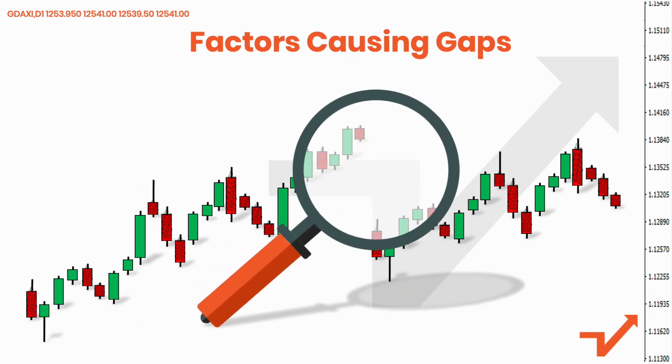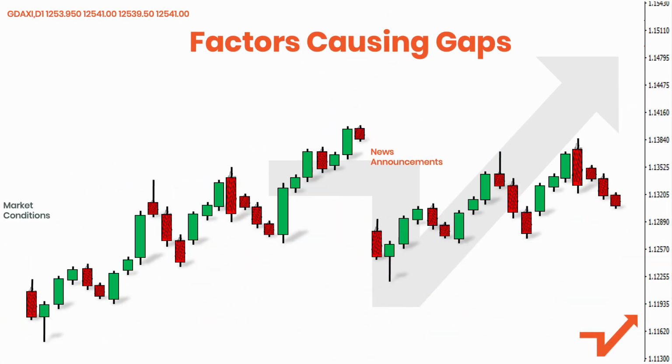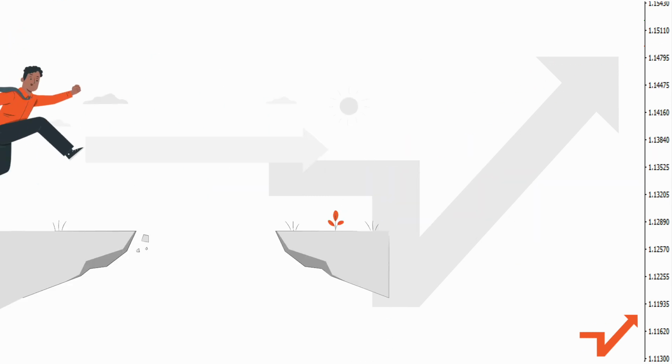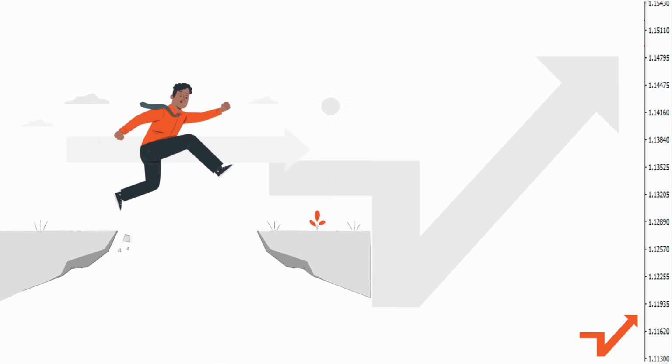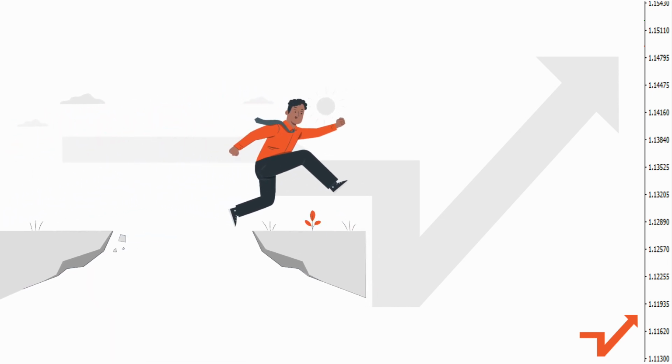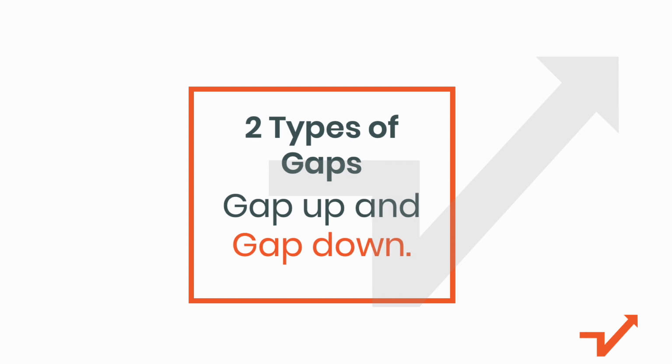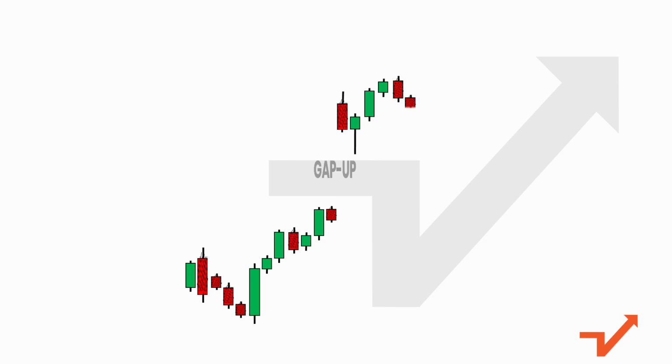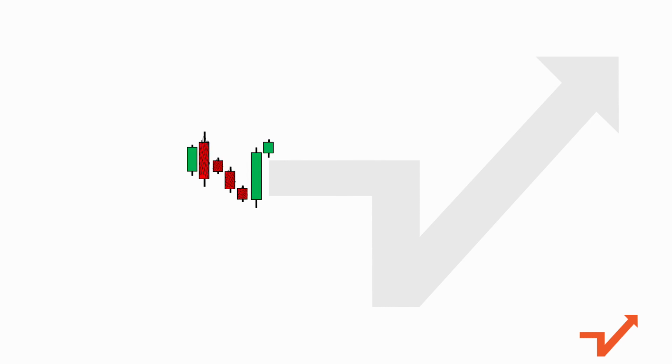When a gap occurs, it indicates that there is an imbalance of buyers or sellers in the market. Gaps are caused by a number of factors, including news announcements, changes in market conditions, or simply a lack of liquidity. Gaps can create both opportunities and risks for traders, so it is important to understand how they work. There are two types of gaps: gap up and gap down. A gap that occurs above the previous closing price is known as a gap up, and one that occurs below the previous closing price is known as a gap down.